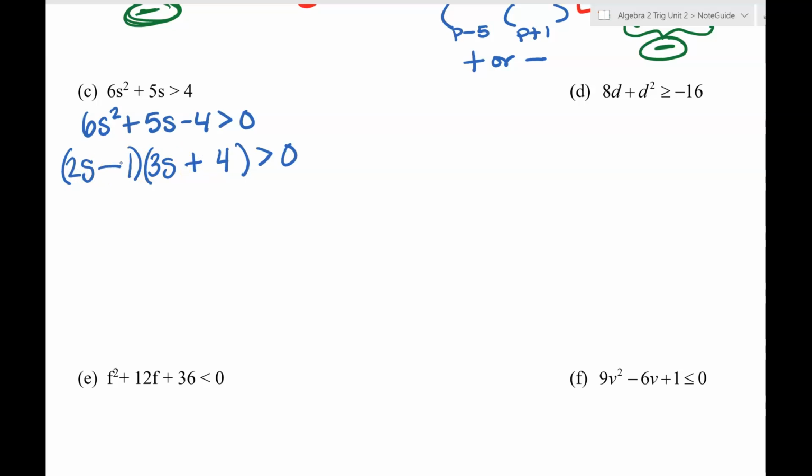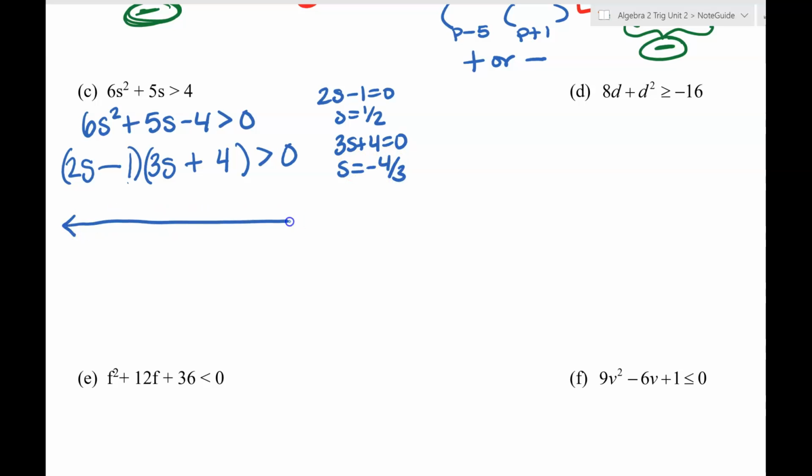So you should pause it if you can't get factors, and then of course just double check 6s squared minus, so mine looks pretty good. And these are gonna, if I set them equal to 0, I will get 1/2 and I will get -4/3.